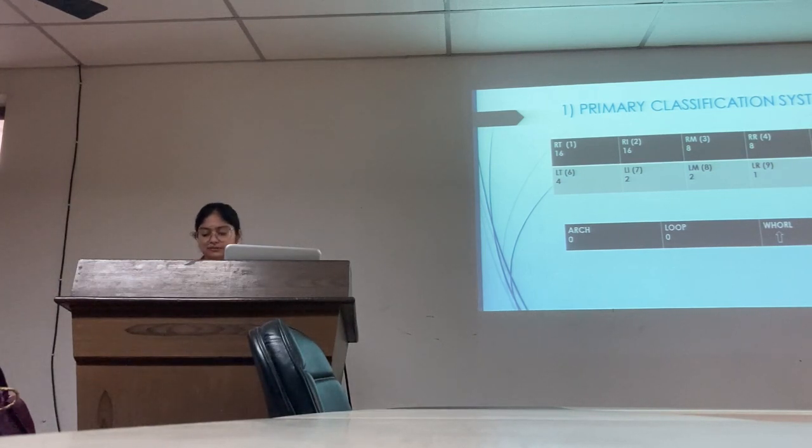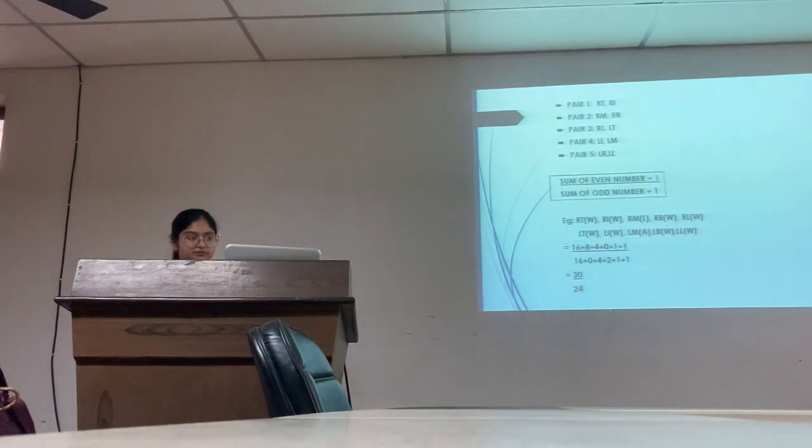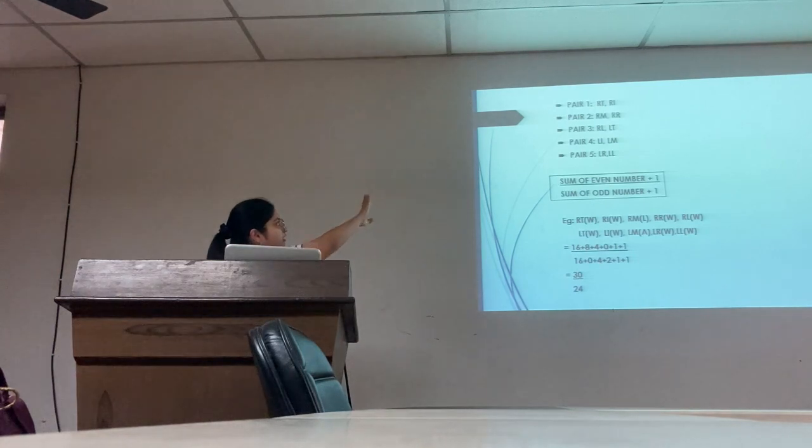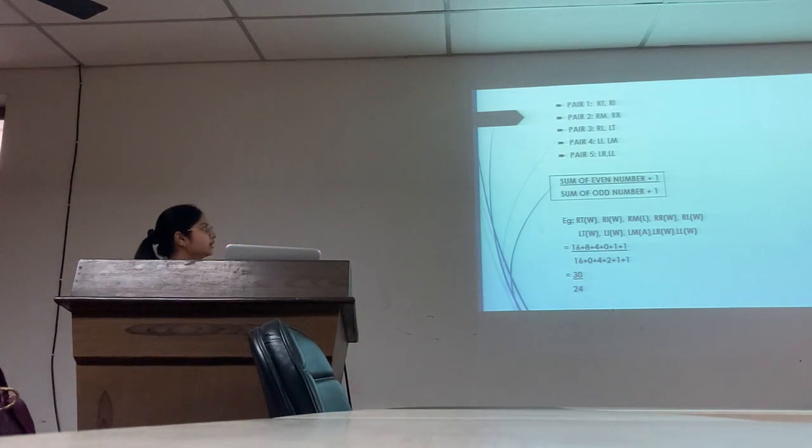Only whorls are considered. In this, we give the numbers to right thumb and right index 16, right middle and right ring 8, right little and left thumb 4, left index and left middle 2, left ring and left little 1. On this basis, we pair them as right thumb with right index, right middle with right ring, right little with left thumb, left index with left middle, left ring with left little. The formula for this is sum of even numbers upon sum of odd numbers, and we add 1 to both of them.